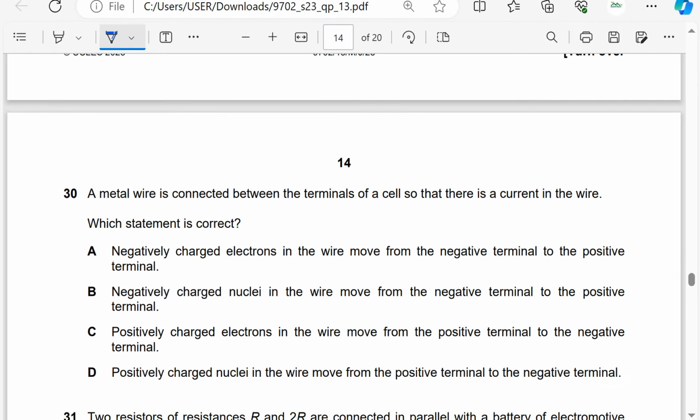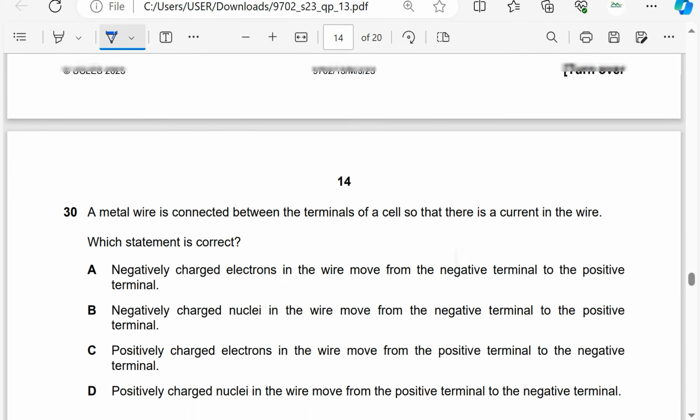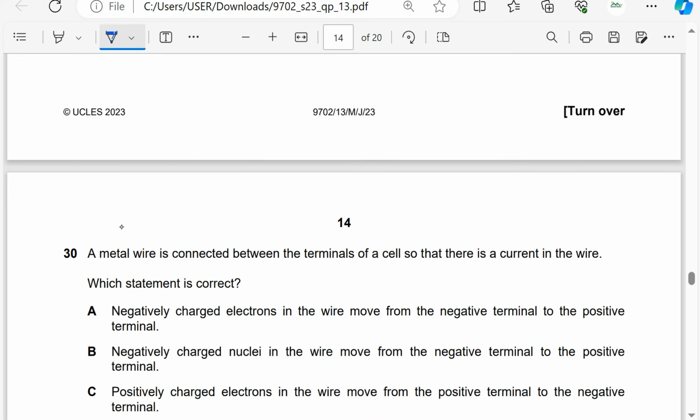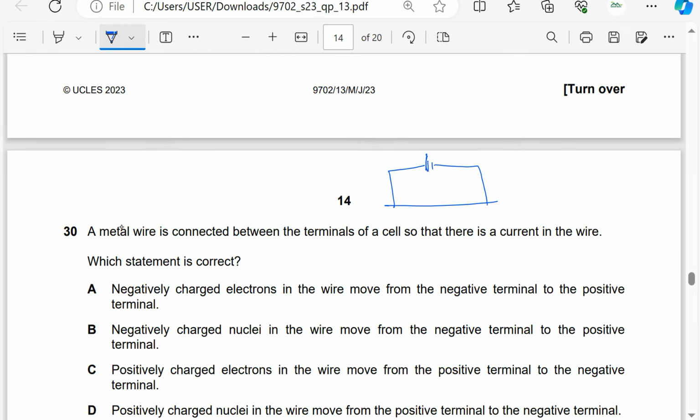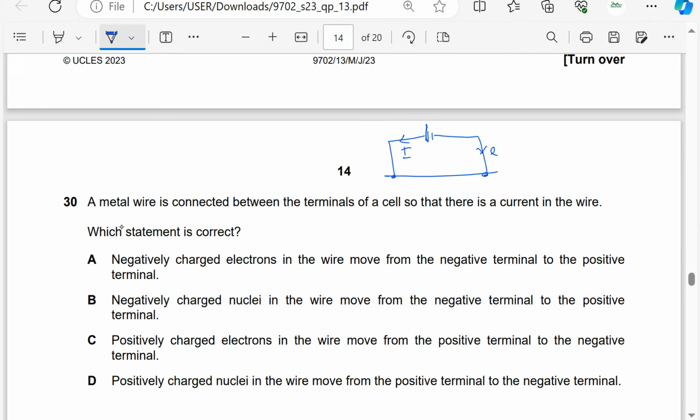A metal wire is connected between the terminals of a cell. Okay. So let this be the metal wire, and let this be the terminals of the cell, so that there is a current in the wire. Which statement is correct? If this is a positive terminal, we know that current flows from positive. So this is the wire. Current flows from positive to negative, and electrons flow from negative to positive. Negatively charged electrons in the wire move from the negative terminal to the positive terminal.